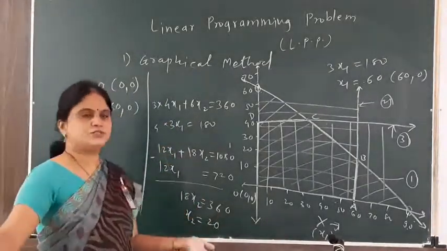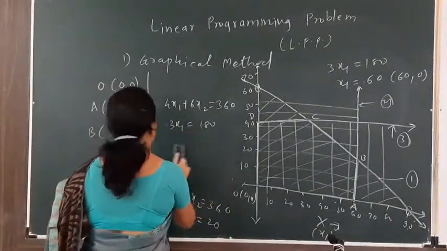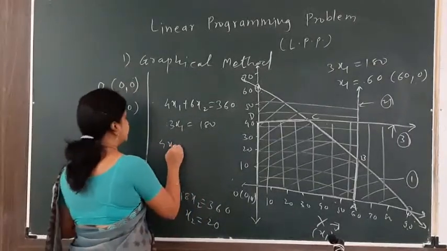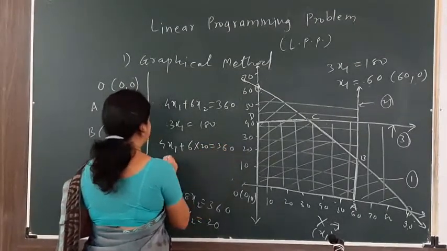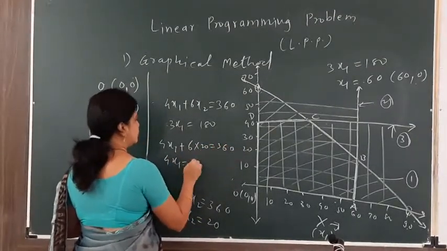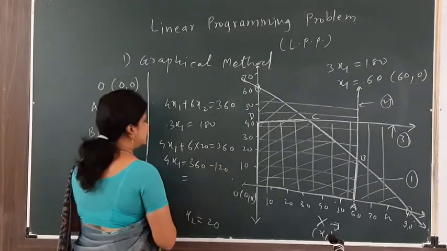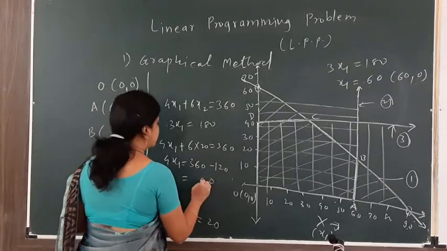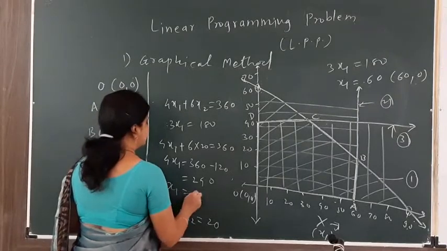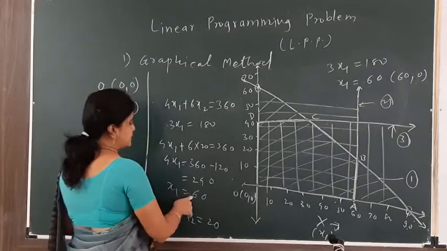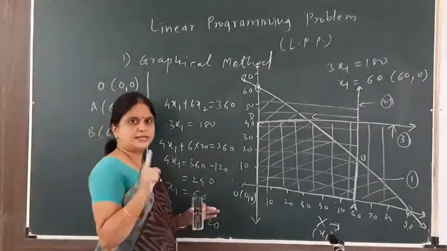Fine. So if x2 is 20, then I put this value of x2 in equation 1. So what do we get? If I put x2 as 20, so 6 into 20 is equal to 120. So 4x1 is equal to 360 minus 120. So it comes as 240. And what about x1? So x1 is 60. So my point is 60, 20. So over here the point which I have is B as 60, 20.